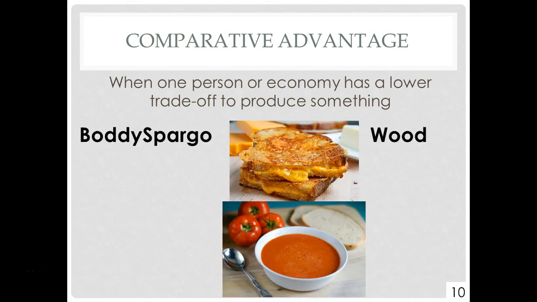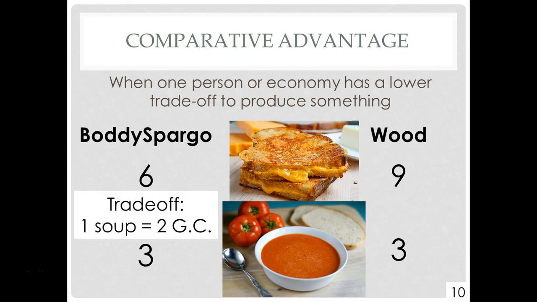So let's look at the same thing, but now we can either produce grilled cheese sandwiches or tomato soup. Again, I can make 6 grilled cheese sandwiches an hour. Mr. Wood can make 9. But we can each make 3 tomato soups in an hour. So I can either spend my time making grilled cheese or tomato soups, and same for Mr. Wood. We can see that we're tied in terms of an advantage in tomato soup, we can each make 3, but what do we give up when we make tomato soup?